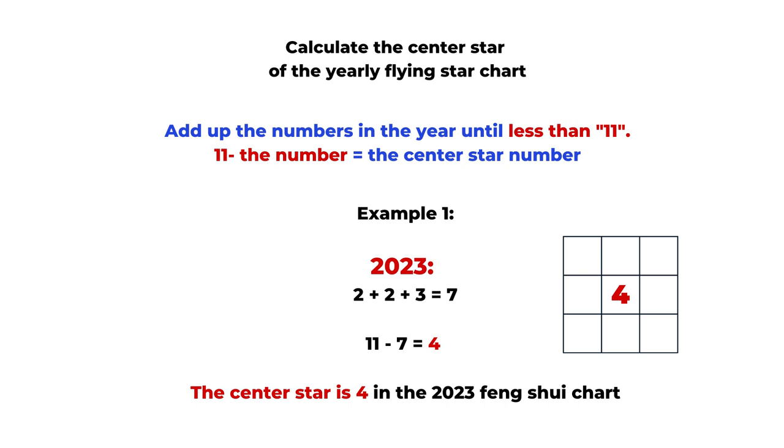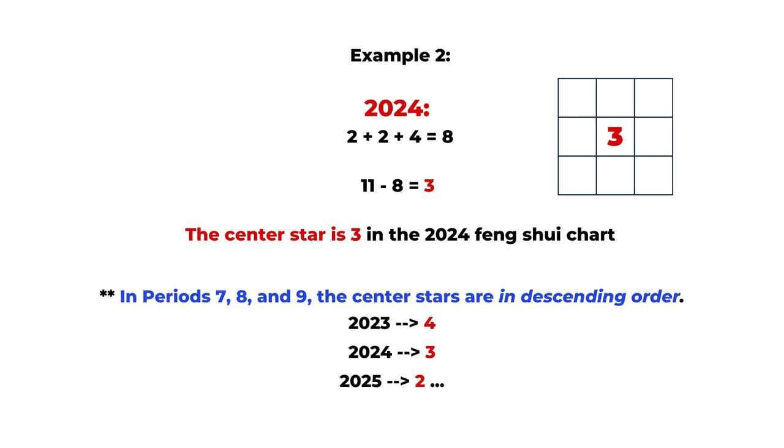So it's actually very easy to calculate. If the numbers of the year you add up is bigger than 11, you just add it up again to become a single digit number and use the number 11 to minus the number you just calculated. And that will be the number for the center of the flying star chart for that year. And another example is 2024. We can just add up the numbers in the year. 2 plus 2 plus 4 equals 8. And 11 minus 8 is 3. So in 2024, the center star of the flying star chart is number 3.